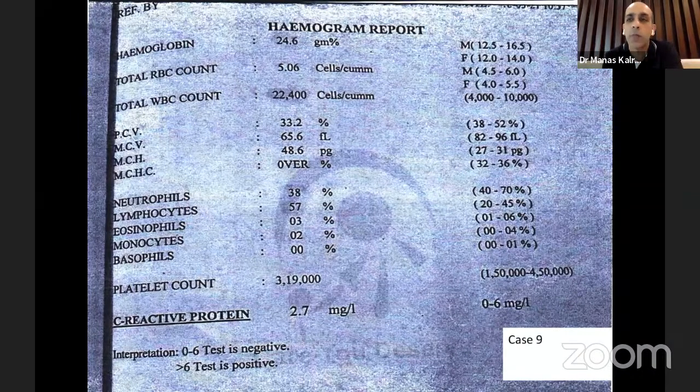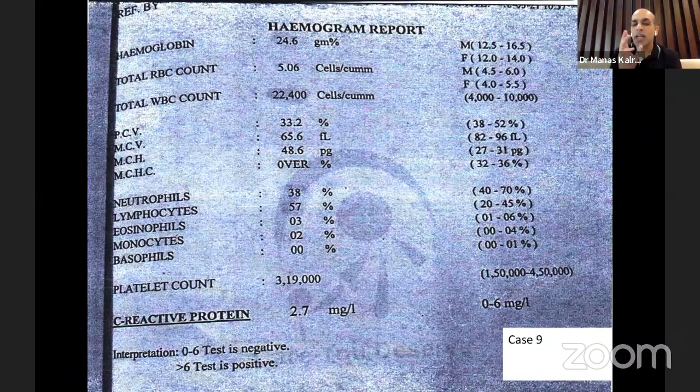The hemoglobin is 24.6. The RBC count looks okay. WBC is a little higher. The PCV is 33. So what is the rule of three? Hemoglobin multiplied by three should be the PCV, but the PCV here is normal. Look at the MCV, MCH, and then look at the MCHC. It says over. Over means they are not able to measure the MCHC.